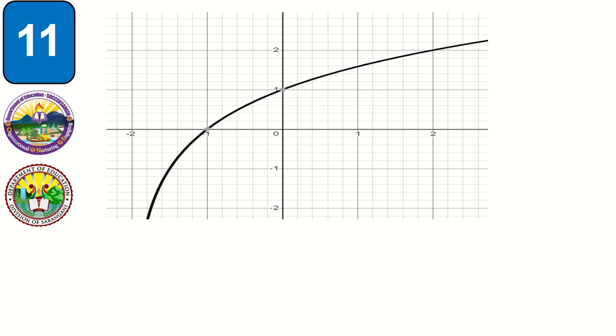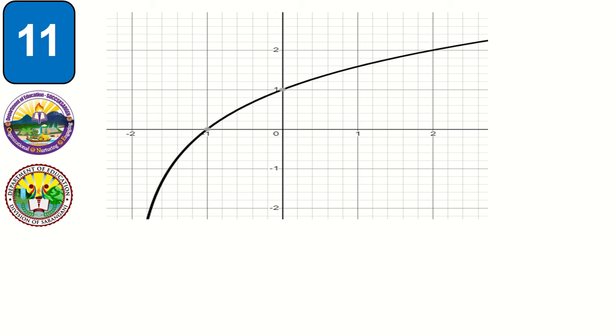So for example, we have this. What is the y-intercept? The y-intercept is the value where the graph passes through the y-axis. It is the shortest distance from the point of intersection to the origin. And this is our graph.